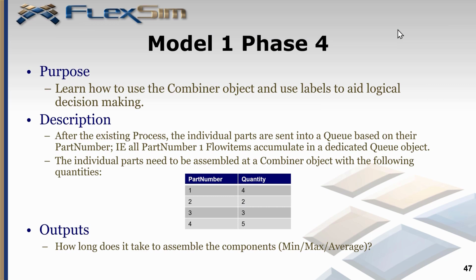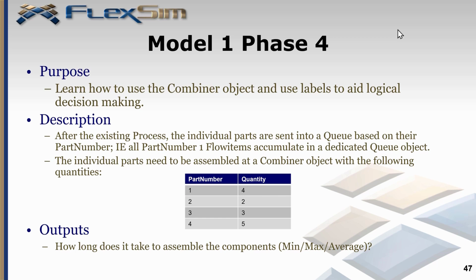Okay, moving right along. This is Model 1, Phase 4. In this model, we'll learn how to use the combiner object, and we'll further use labels to aid logical decision making. The description. After the existing process in the model, the individual parts are going to be sent into a queue based on their part number. So for example, all part number 1 flow items will accumulate in a dedicated queue object for part number 1s. And then there'll be 4 queues dedicated to each of the 4 part numbers.